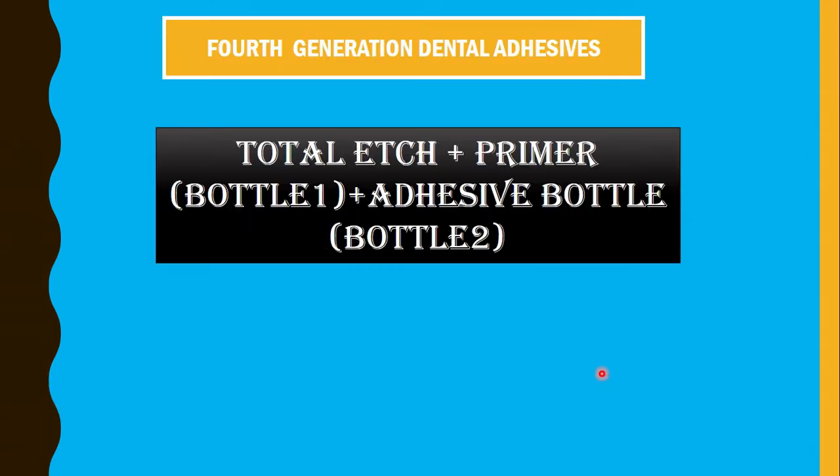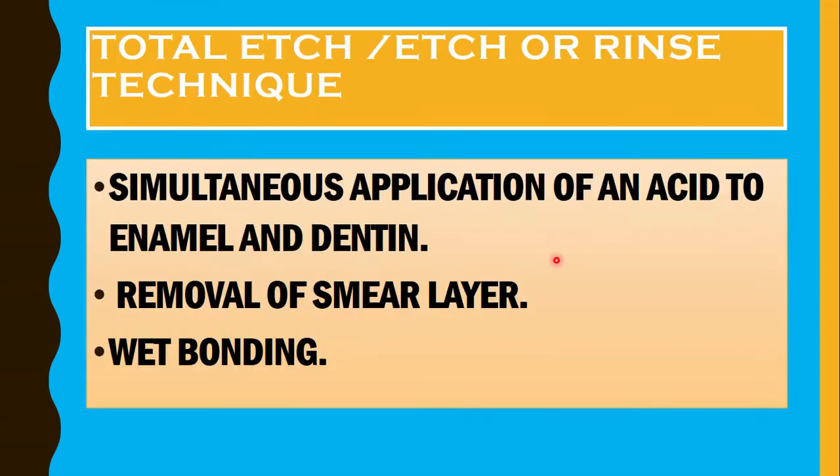Coming on to the fourth generation of dental adhesive, here we have the concept of total etching, and this system comprises etching and primer in one bottle and adhesive in another bottle. So here, as we have discussed, we have the concept of total etching. In this, there is simultaneous application of an acid to both enamel and dentin, complete removal of the smear layer, and the concept of wet bonding.